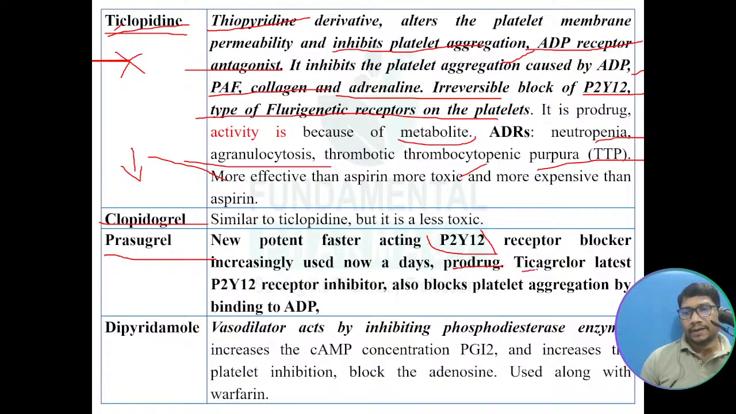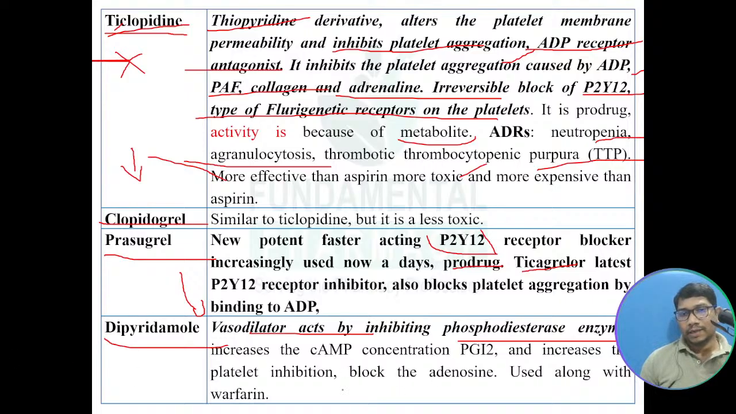Then ticagrelor is the latest P2Y12 receptor blocker. Also blocks the platelet aggregation by binding to the ADP receptor. Next one is the dipyridamole. So it acts as a vasodilator by inhibiting the enzyme phosphodiesterase. So it will increase the cyclic GMP, cyclic AMP.